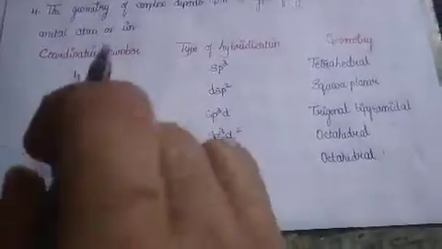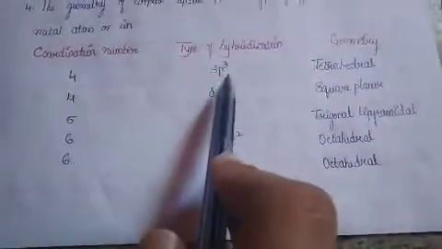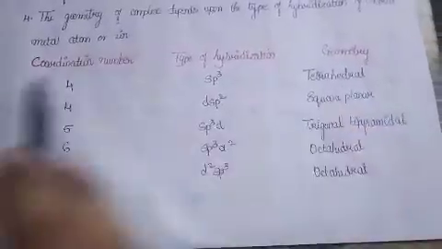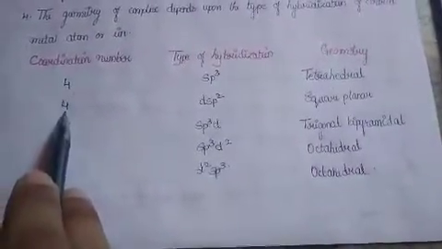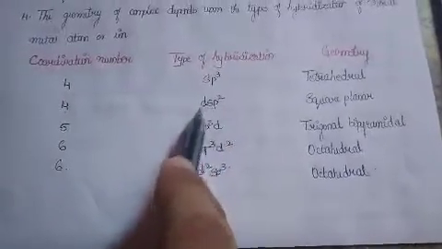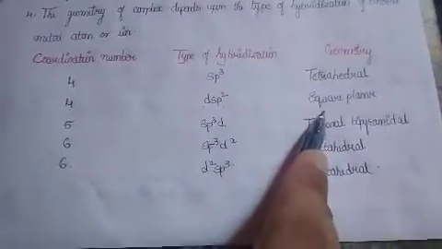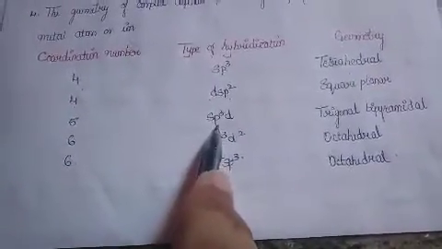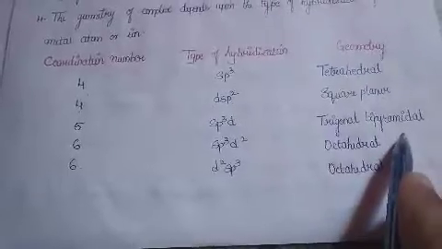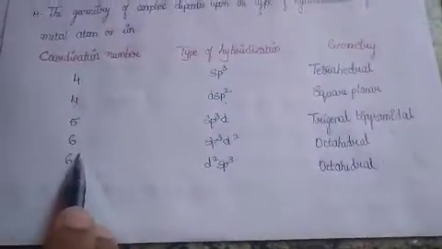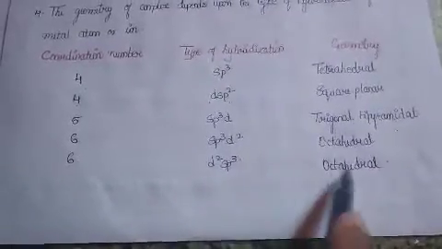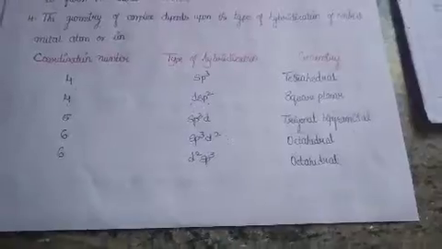In the diagram you can see that if the coordination number is 4 and the type of hybridization is sp3, the geometry is tetrahedral. In the same case, if the coordination number is 4 and the hybridization is dsp2, it is square planar. If the coordination number is 5 and the hybridization is sp3d, it is trigonal bipyramidal. If it is 6, with sp3d2, it is octahedral. With d2sp3, it is also octahedral.